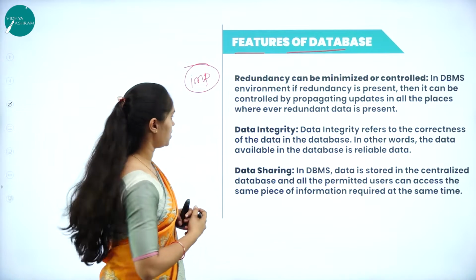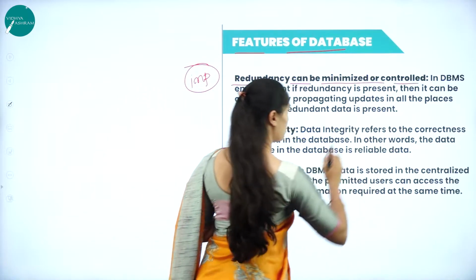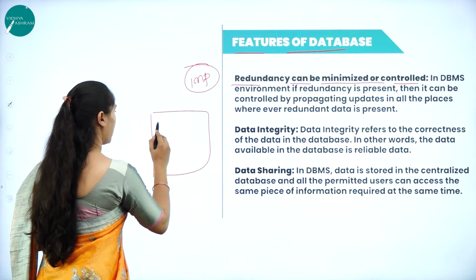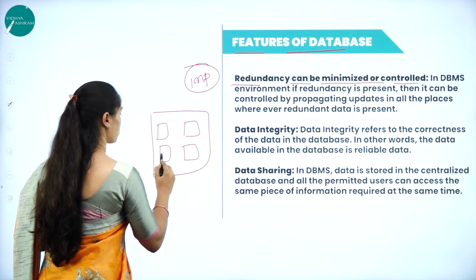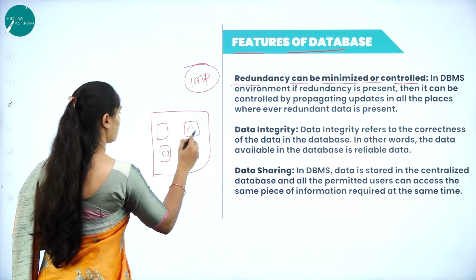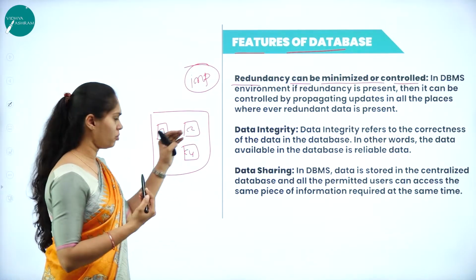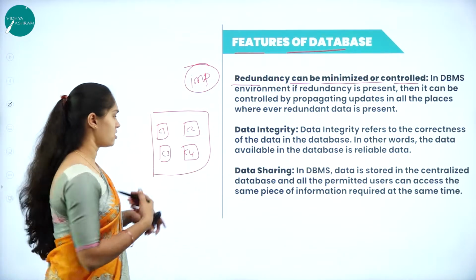What is the first feature? That is, redundancy can be minimized or controlled. Consider I have a college. I have classroom 1, classroom 2, classroom 3 and classroom 4. So C3, C4, C2 and C1. Can I consider this C2 as C1 again? Obviously not. Can I consider this C4 as C1 again? No.